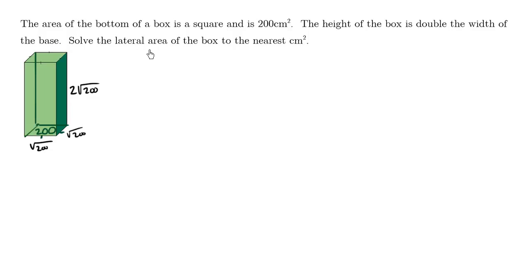Now the word lateral means side only. So we're not interested in the top and bottom areas. We're interested in the 4 sides, front, back, left, and right. So what we have here are 4 identical rectangles. If we know the area of one of these, we could simply multiply by 4 to find the area of the entire lateral, which is what the question is. So let's focus on one of these boxes here.